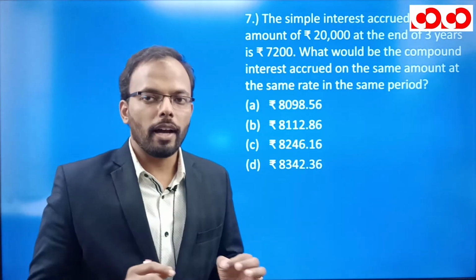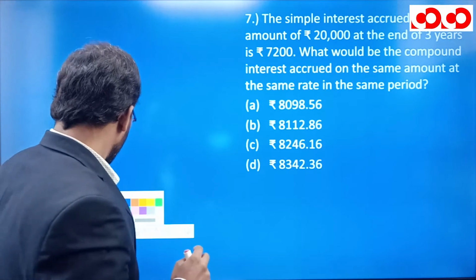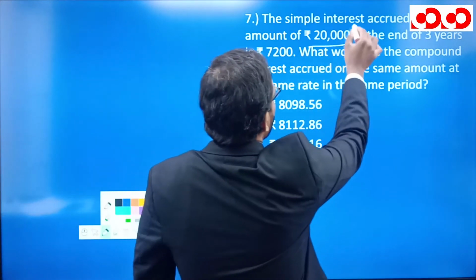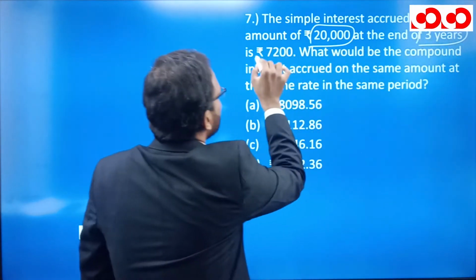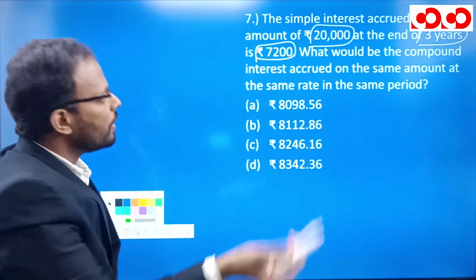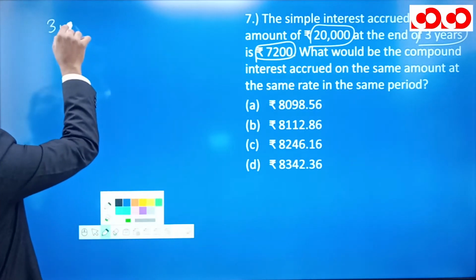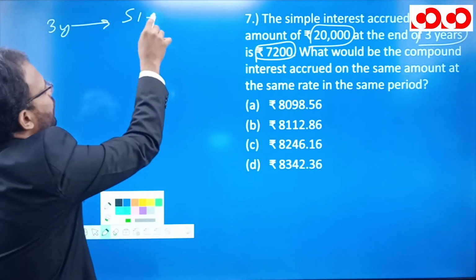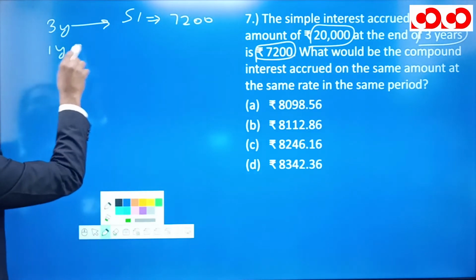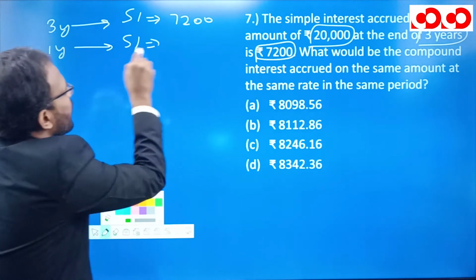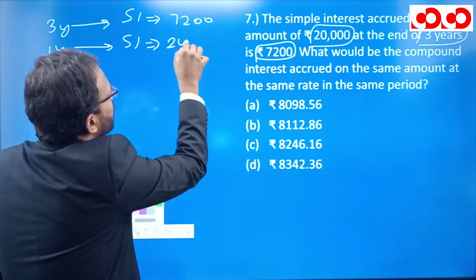So now we are given the principal amount. The principal amount is 20,000 rupees, and in 3 years you are giving 7,200. There are many ways to find the rate of interest, but the best way: in 3 years you are giving 7,200 as SI. So can I ask you, in 1 year how much SI will you give? You will say just divide this by 3, and it is equal to 2,400 rupees.